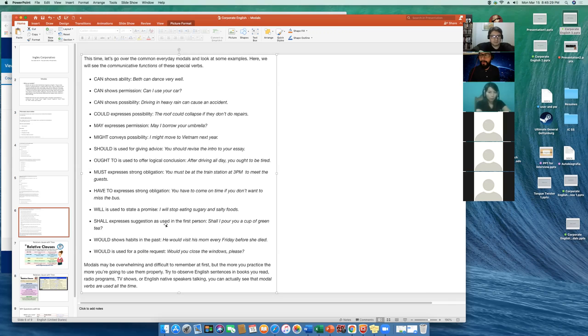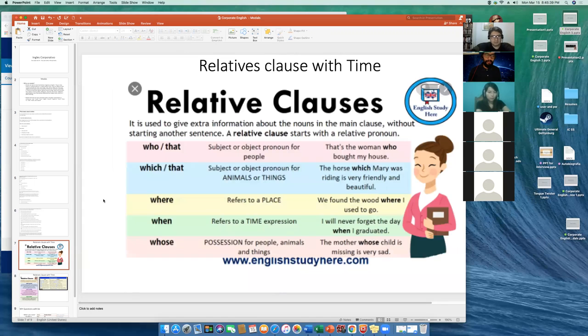Pretty much everything that has to do with modal verbs, where they come from and how we use them. Okay, moving over to the next section, which is already 3.0, we have the relative clauses. I don't know, has any of you guys already gotten to that point? If you already went into section 3.0, 3.1, they already started talking about relative clauses. When you see a relative clause, it is either who or that, which or that, or where, when, and whose.